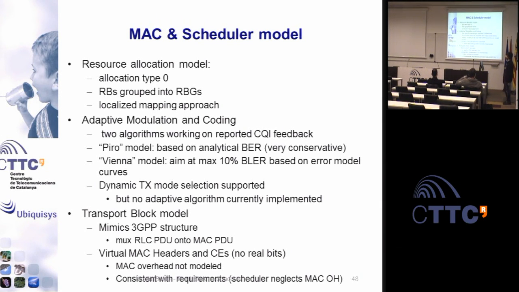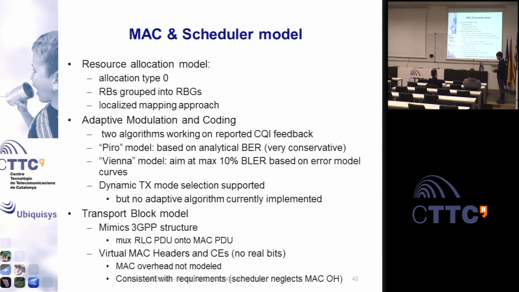And this is consistent with our requirements, that we care mainly about developing and testing schedulers, because normally the scheduler neglects the MAC overhead. Well, at least for MAC headers, not for control elements, but in fact we have a way of having the scheduler take care of the allocation of resources for control elements. But the MAC headers normally are accommodated by rate matching, which we do not model. So it's something like a lower layer, and the scheduler does not need to worry about it. So that's why we neglected it.